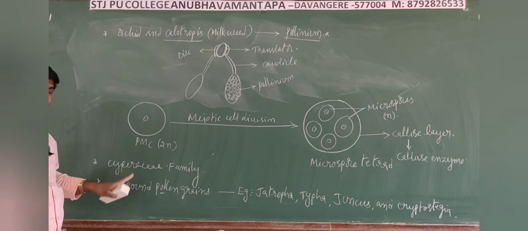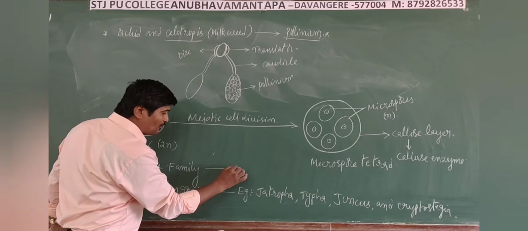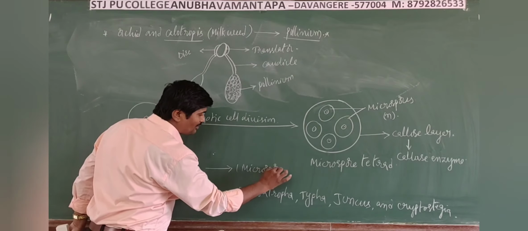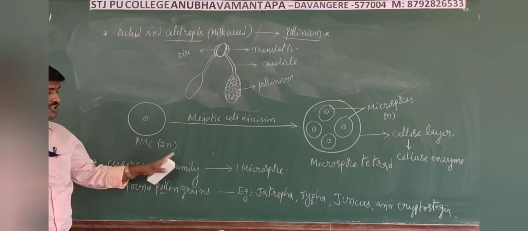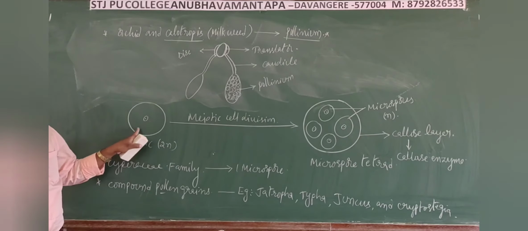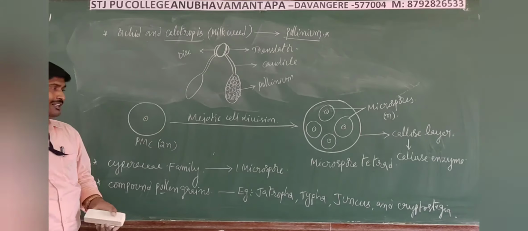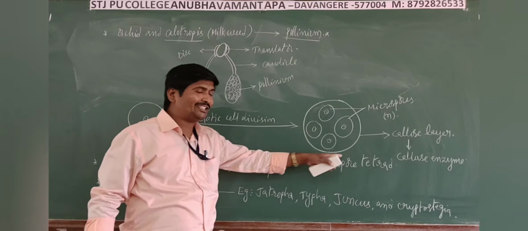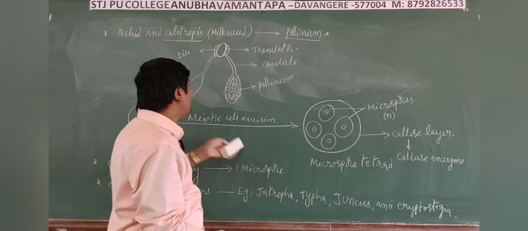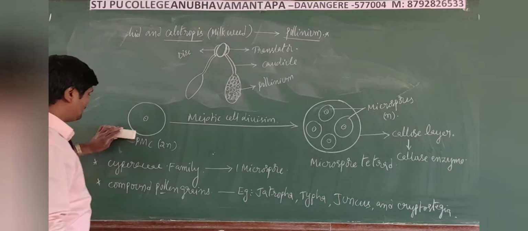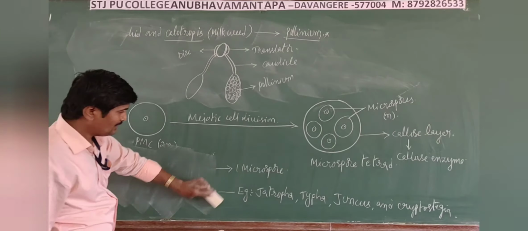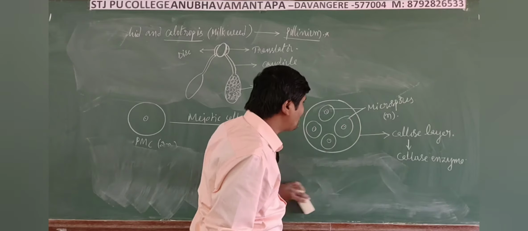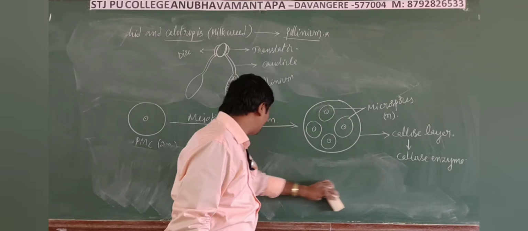What about the Cyperaceae family? In the Cyperaceae family, only one functional microspore is developed from the pollen mother cell. Next, the microspores are arranged in tetrads, and there are mainly 5 types. Let's discuss those 5 types of microspore tetrad.